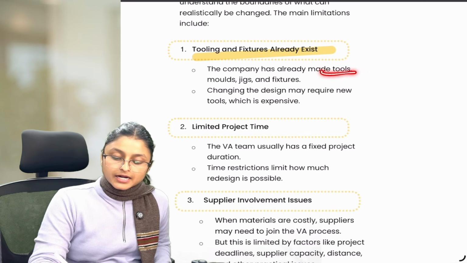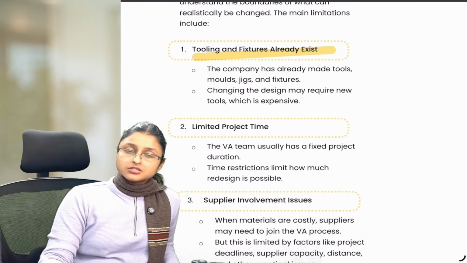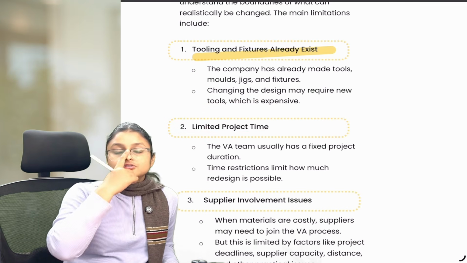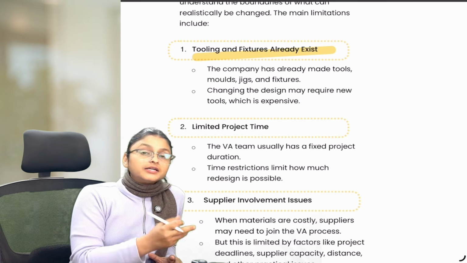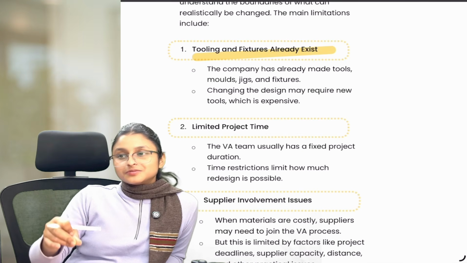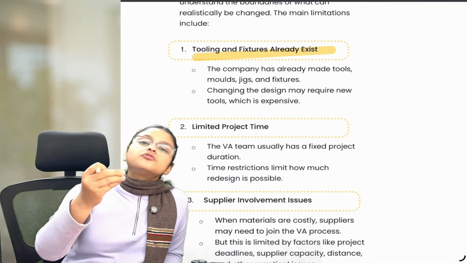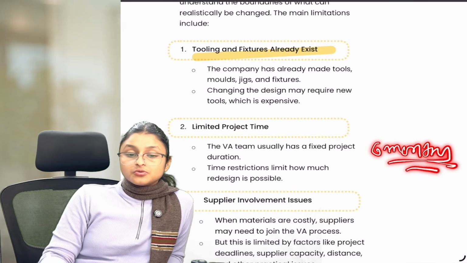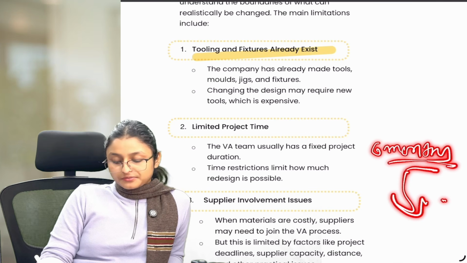So the company already had made tools, molds, jigs, and fixtures. If I change the design of that, I need to change the tools or fixtures, which can be expensive for the company. Next, limited project time. The value analysis team usually has a fixed project duration for which they can undertake value analysis, right? In this restricted period of time, it might not be possible to make all the changes which are required to improve the product. So let's assume that a 6 month time period is given for the value analysis team to do value analysis and reduce cost. They'll not be able to reduce each and every cost in this period of time, right?